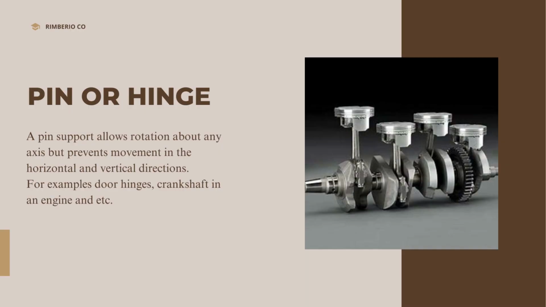In our equilibrium of rigid body, we choose the type of support which is pin or hinge. A pin support allows rotation about any axis but prevents movement in the horizontal and vertical directions. For example, door hinges and also the crankshaft in an engine and so on. Next, I will pass my presentation to our next presenter.